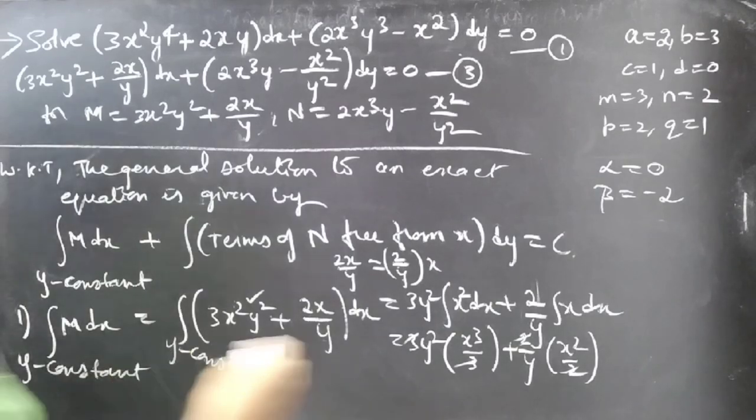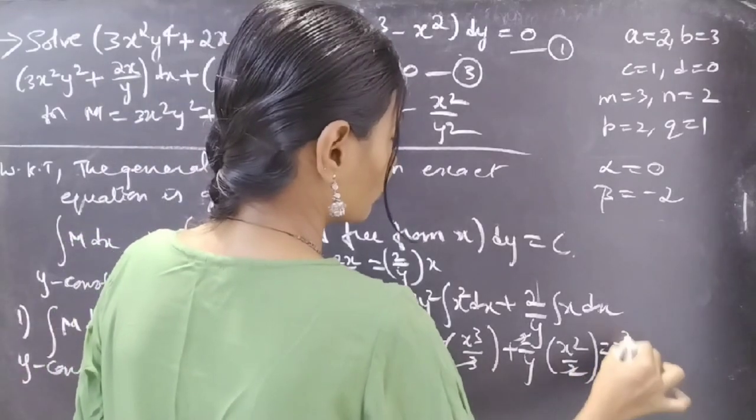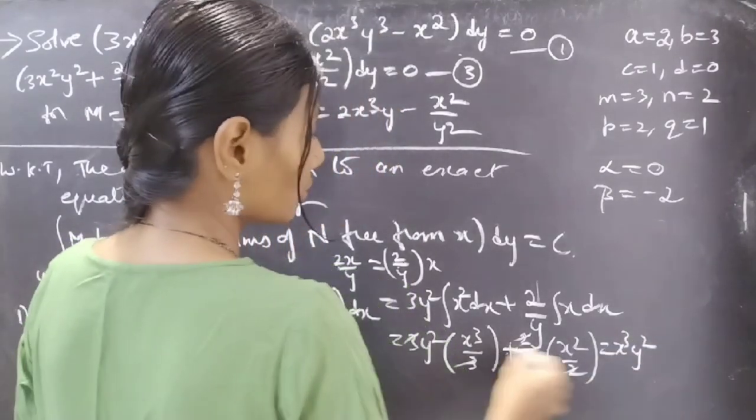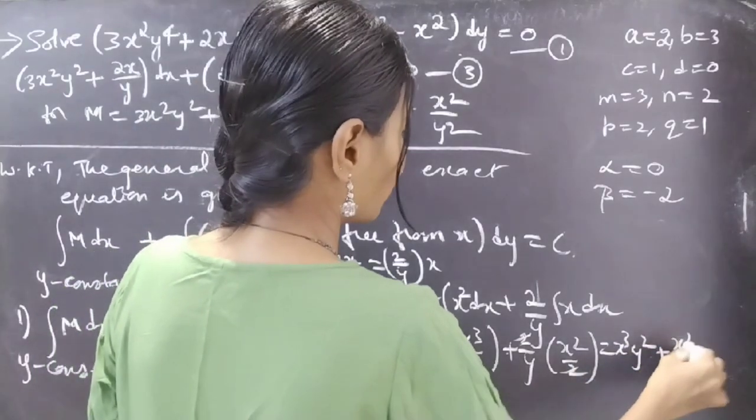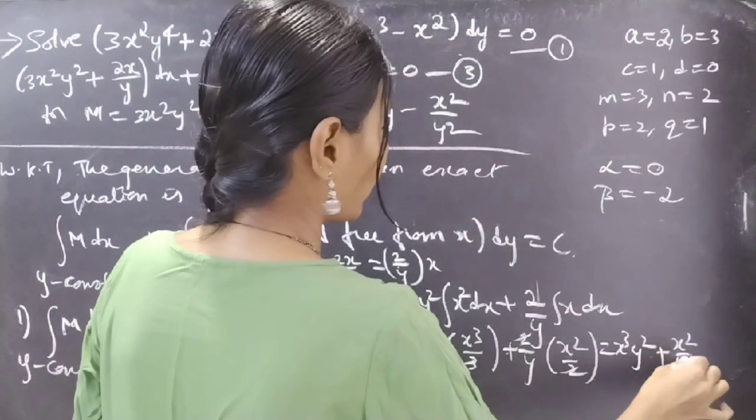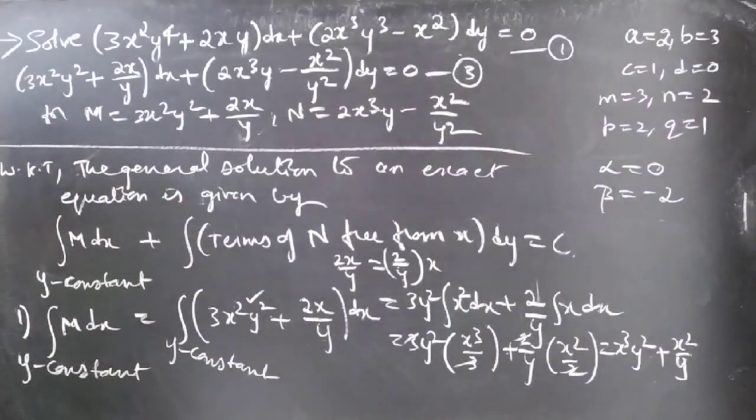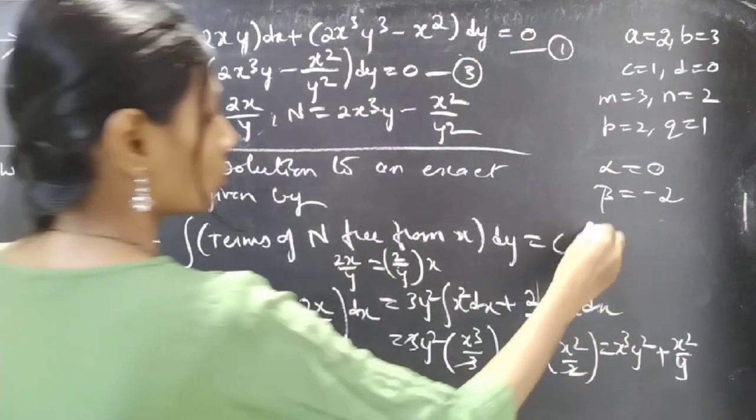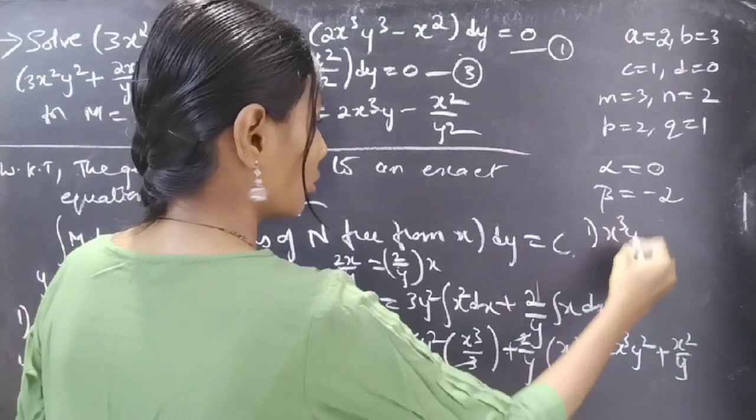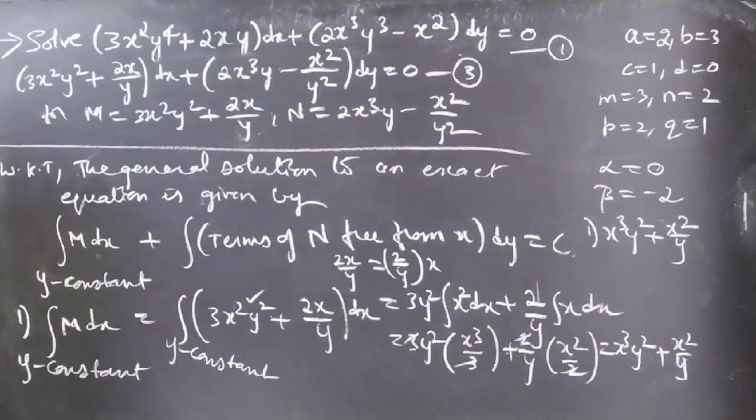This gives us x³y², plus 1/y times x², which gives x²/y. So the result obtained from the first integral is x³y² plus x²/y. Now coming to the second integral.